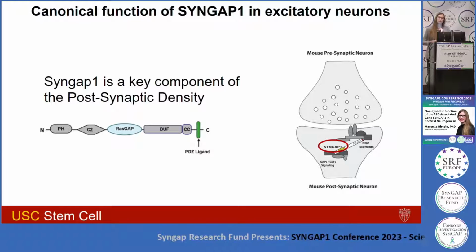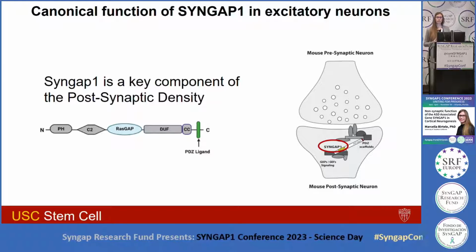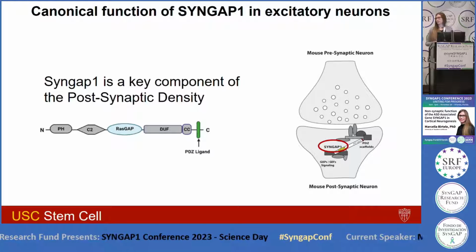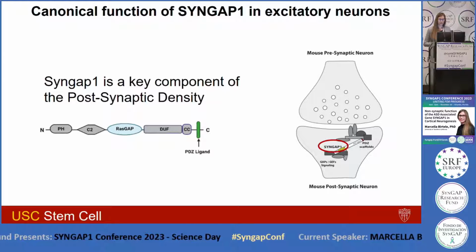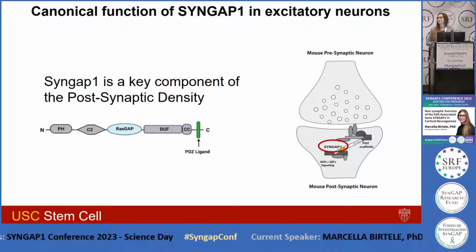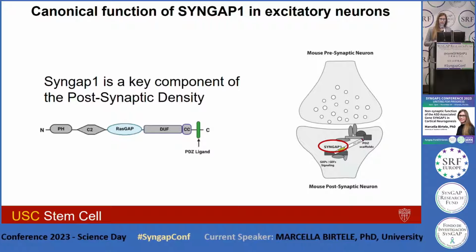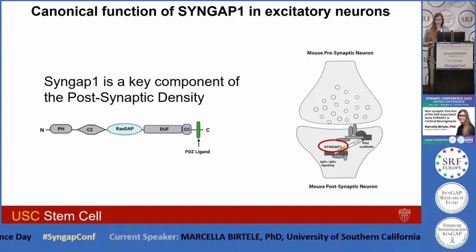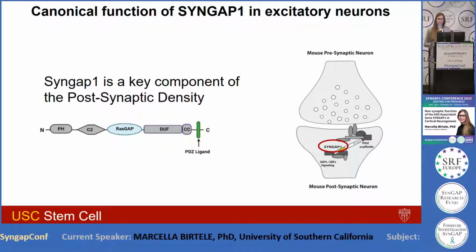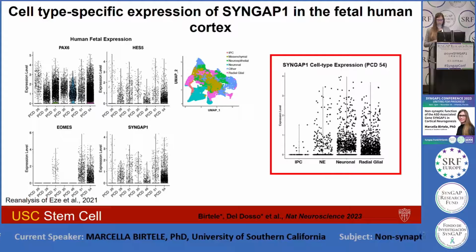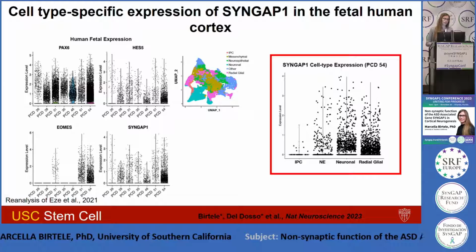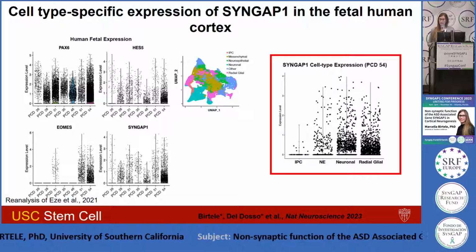So with this model, when I joined the Quadrato lab, being an electrophysiologist, what I wanted to do was to look at the function of SYNGAP in excitatory neurons in cortical organoids. As we know, mostly all the work that has been done so far has described SYNGAP in mature excitatory neurons in rodent models and only recently in iPSC 2D models. So we started to look at the SYNGAP expression in some fetal data sets.